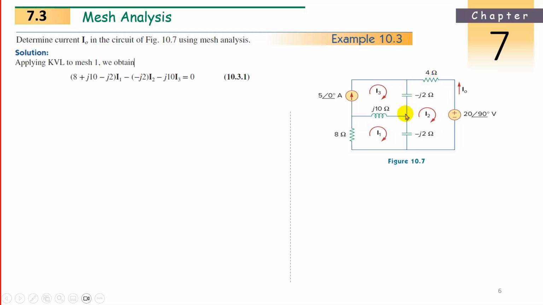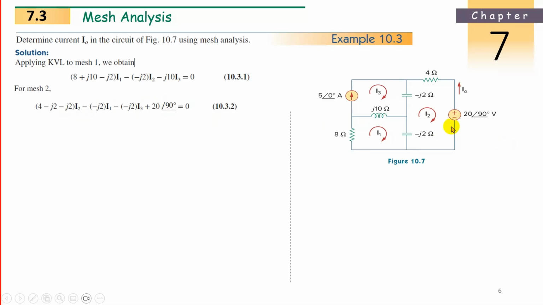But in the capacitance, one capacitance I3 is flowing, one capacitance I1 is flowing. So minus j2 that is I3, minus, opposite to the I2. So minus of minus plus, j2 I3 it is. Now here also opposite. So minus of minus plus j2 I2. So like this the equation will come. See here, 4 minus j2 all the elements, 4 minus j2 I2, minus of minus j I1, minus of minus j2 I3, plus 20 because current is entering, plus 20 at an angle 90 degrees.